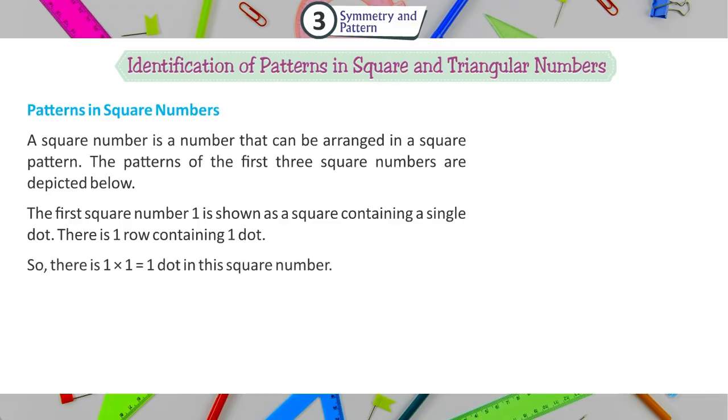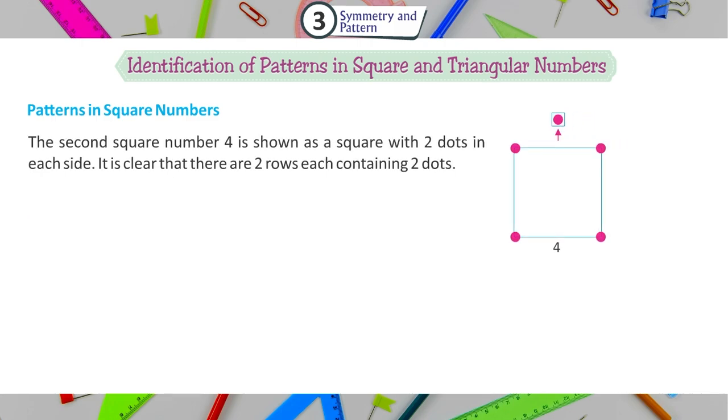So there is 1 into 1 is equal to 1 dot in this square number. The second square number 4 is shown as a square with 2 dots in each side. It is clear that there are 2 rows each containing 2 dots. So there are 2 into 2 is equal to 4 dots in this square number.